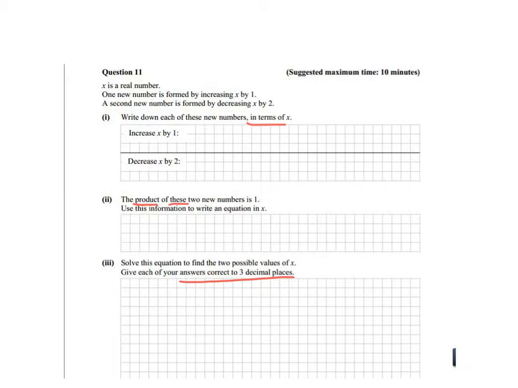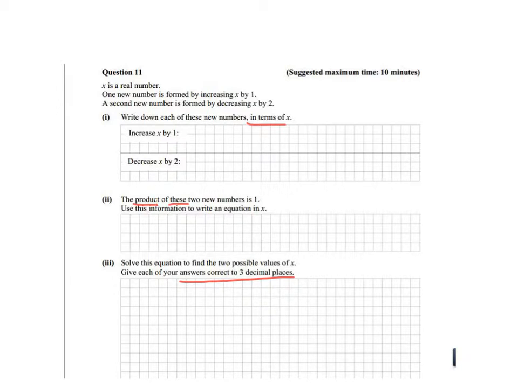Next thing I'm going to look at is the second question. The product of these two numbers is 1. So some people get confused by what this means. That just means when you multiply those two numbers, you get 1. So product means multiplication. And also these two numbers refers to the two numbers that we're talking about here. So be aware of that. Sometimes one question follows on from another question.